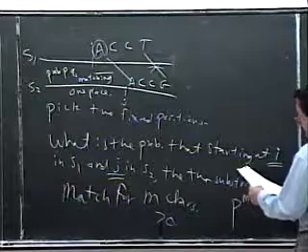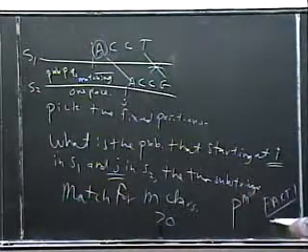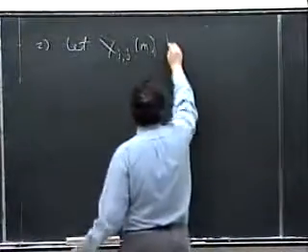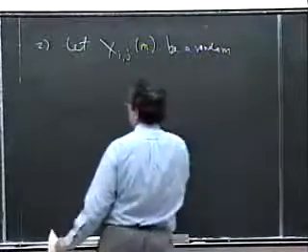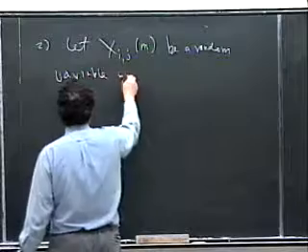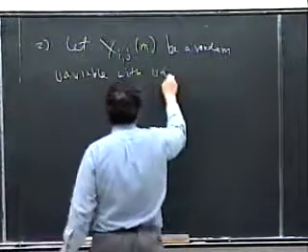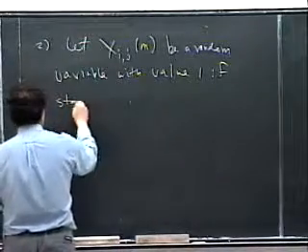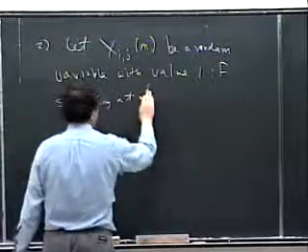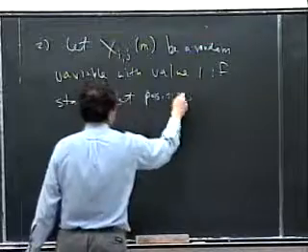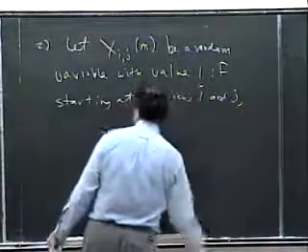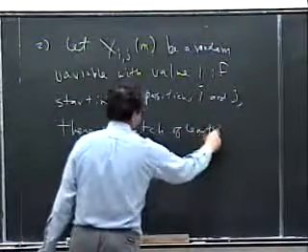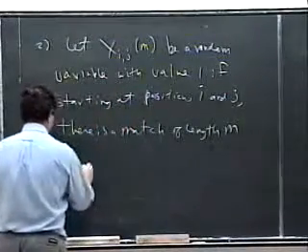So the next step in the analysis is I'm going to let X_ijm be a random variable with value 1 if, starting at positions i and j, there is a match of length m. And it's 0 otherwise.